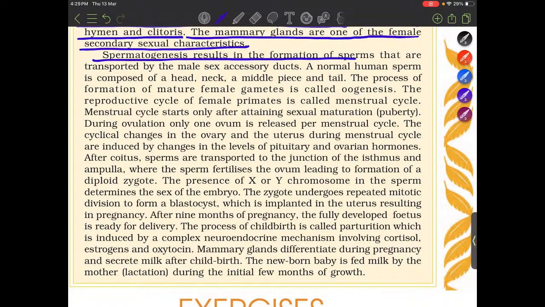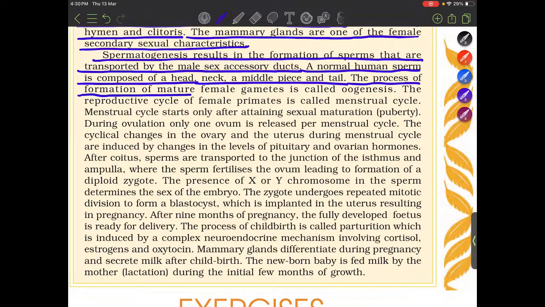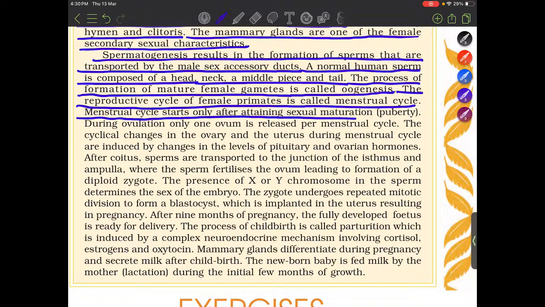Spermatogenesis results in the formation of sperm that are transported by the male sex accessory ducts. A normal human sperm is composed of a head, neck, a middle piece, and a tail. The process of formation of mature female gametes is called oogenesis. The reproductive cycle of female primates is called the menstrual cycle. The menstrual cycle starts only after attaining sexual maturation, puberty. During ovulation, only one ovum is released per menstrual cycle.